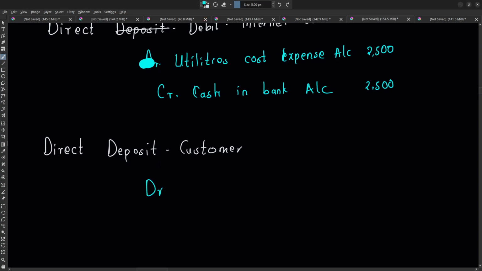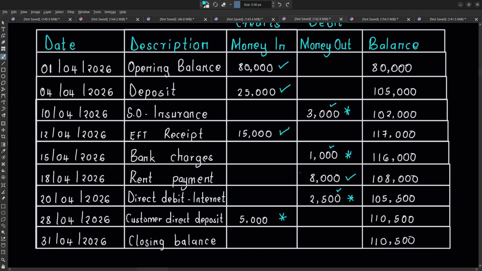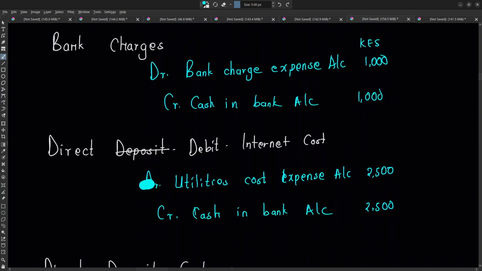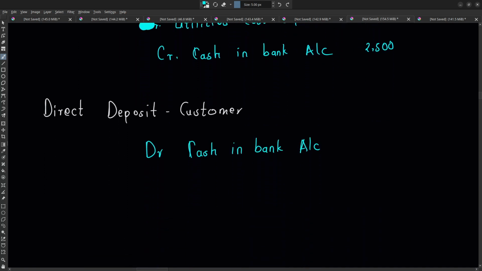Remember, even when you look at a bank statement, the money is coming into your bank. So what do we do? We debit the cash in bank, because now they are depositing into the bank. Remember, the other costs you were paying for, the bank was taking money out: you're paying for internet, you're paying for insurance, and you are paying for bank charges. So this is cash in bank.